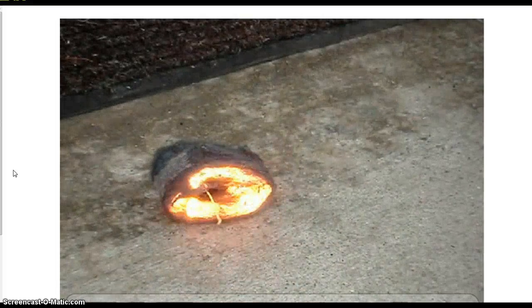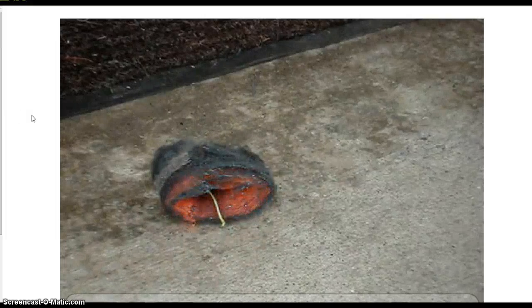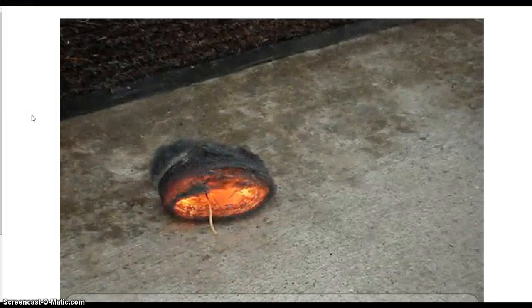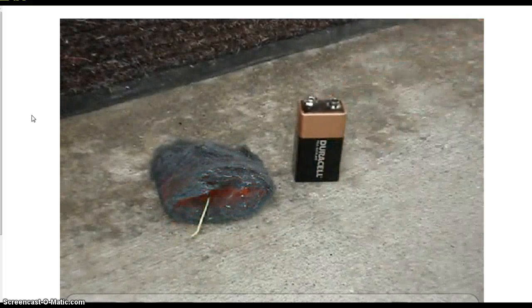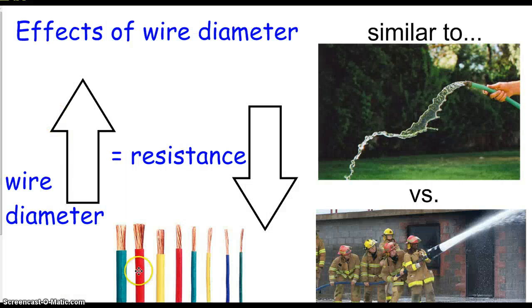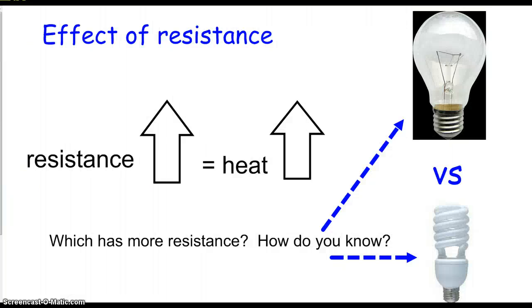So what does this mean about resistance? Well, we know that those steel wool fibers have a lot of resistance because they're very small diameter. They're very small diameter because those fibers are very thin. And so there's going to be more resistance because wire diameter is going down in this case. Okay, so the effective resistance goes up, which means heat will go up.